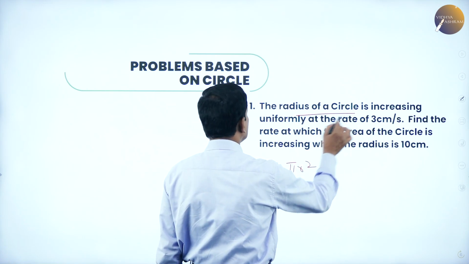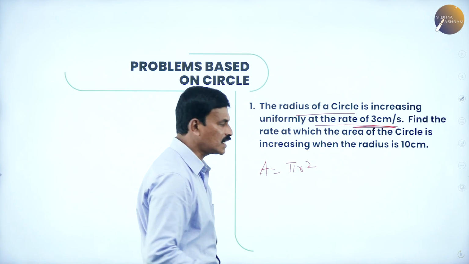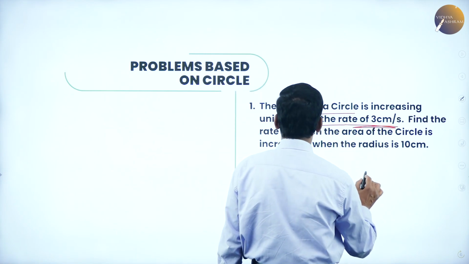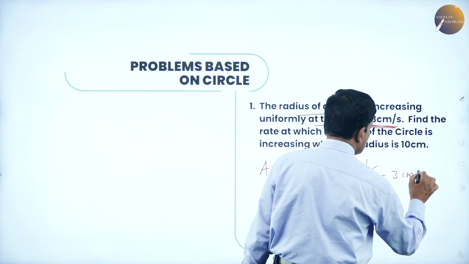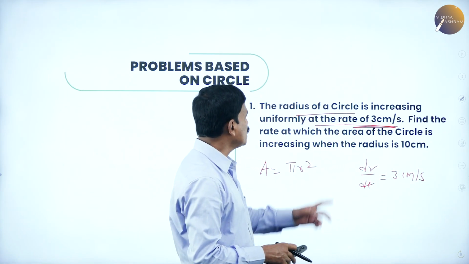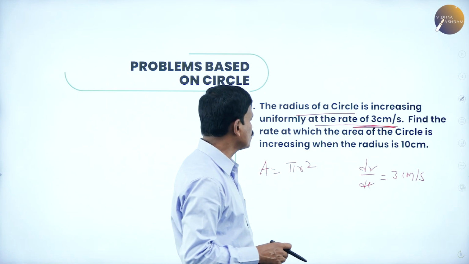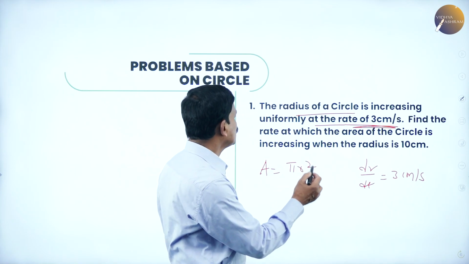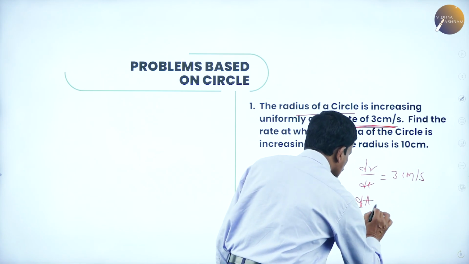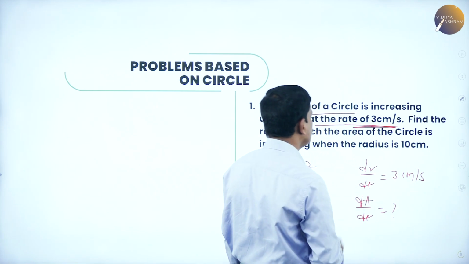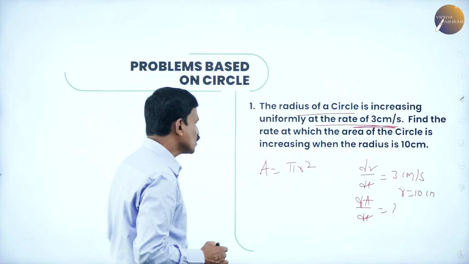The radius of a circle is increasing uniformly at the rate of 3 centimeters per second. That is, dr by dt is given, that is equal to 3 centimeters per second. The rate of change of radius with respect to time is given, dr by dt is equal to 3 centimeters. Find the rate at which the area of a circle is increasing. What is required to find is dA by dt, when r is equal to 10 centimeters. That's it.